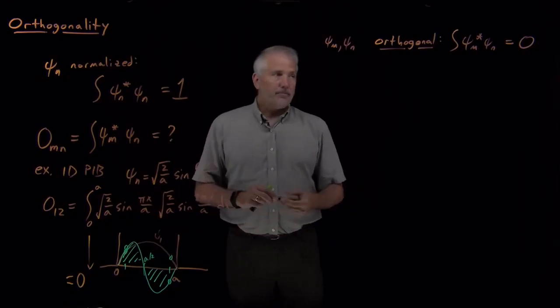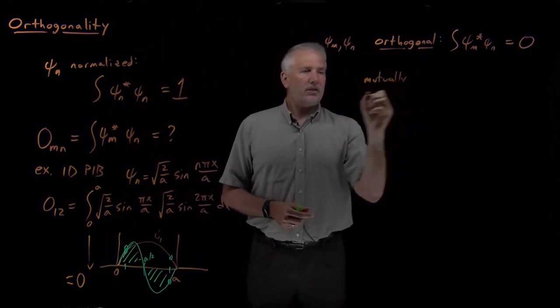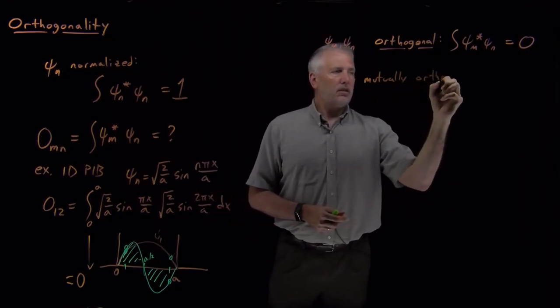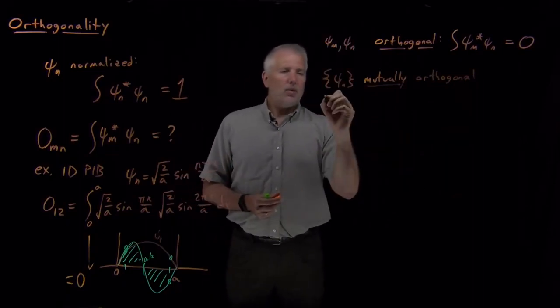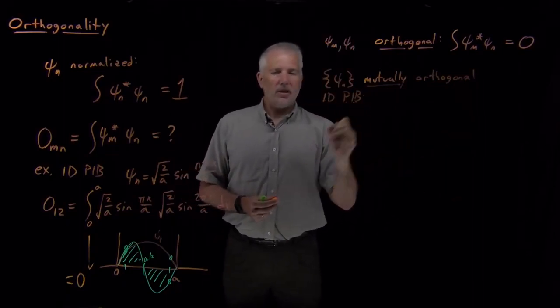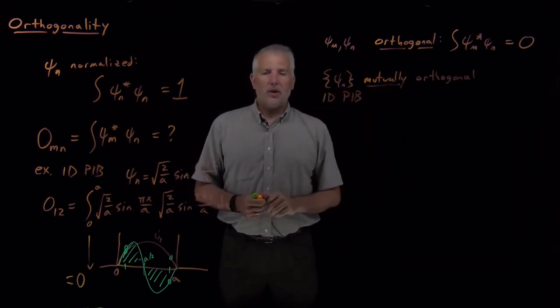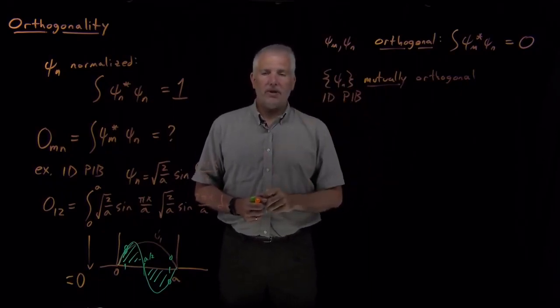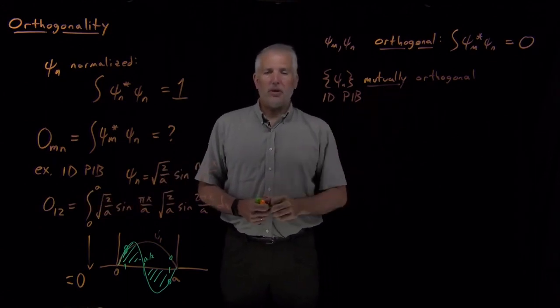So we can say a set of vectors, so let's say all of the vectors, I can go a little further and say the one-dimensional particle in a box wave functions, psi sub 1, psi sub 2, psi sub 3, and so on, that complete set of vectors, those are all mutually orthogonal to one another. What I mean is that any pair of different wave functions I choose out of that set are going to be orthogonal to one another. It's not just 1 and 2, it's every pair within that set. Each one is orthogonal to all the others, so we say they're mutually orthogonal.